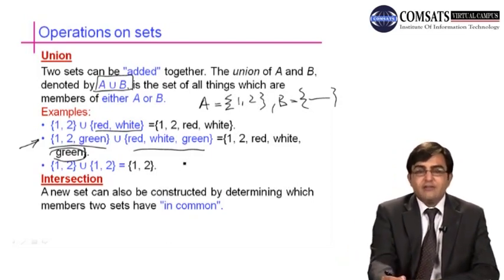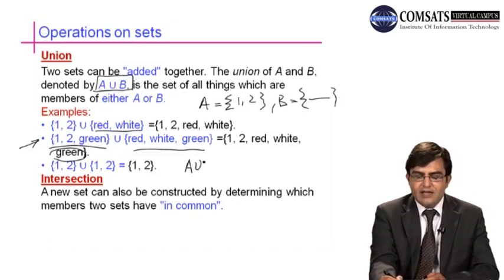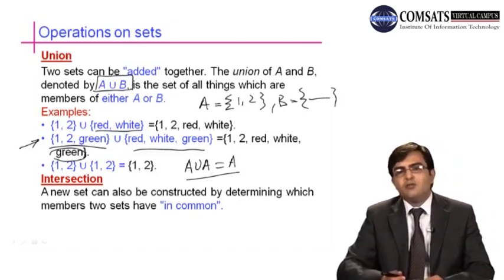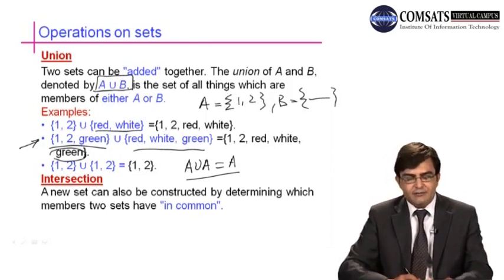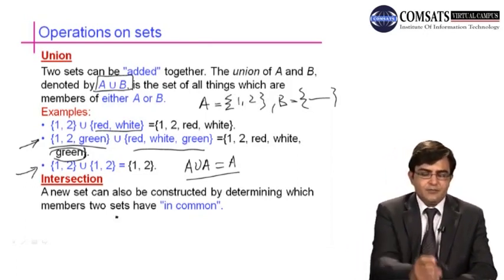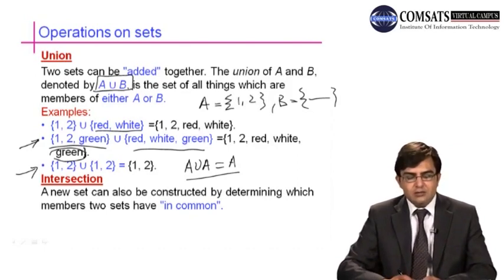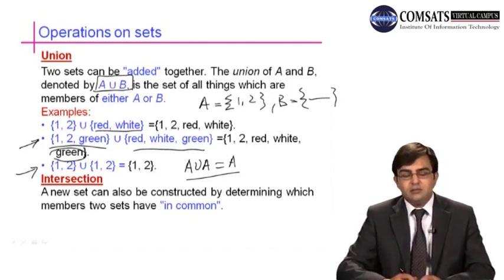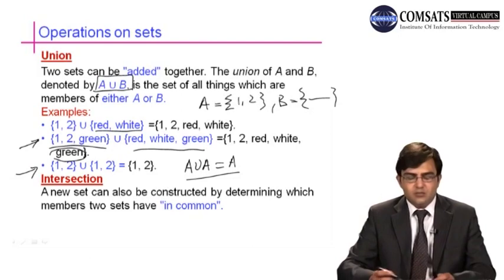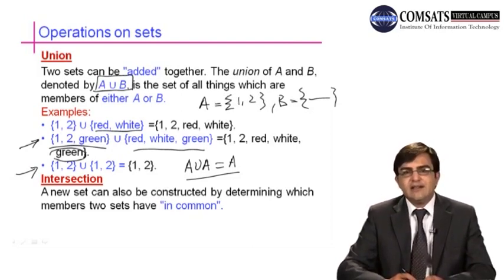If we have the union of the same set, for example A union A, this is always the same set A because we avoid the repetitions here. If, for example, in the third case we write {1, 2} union {1, 2}, it remains {1, 2}. So this is how we add up the sets, or we take the union of two sets.